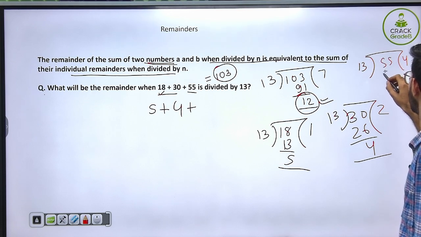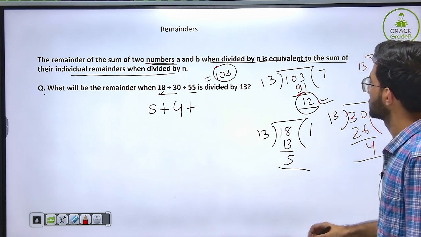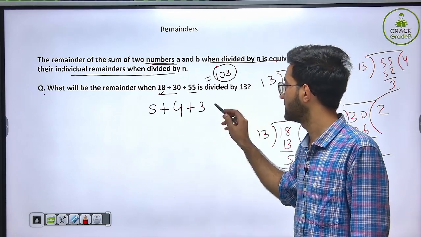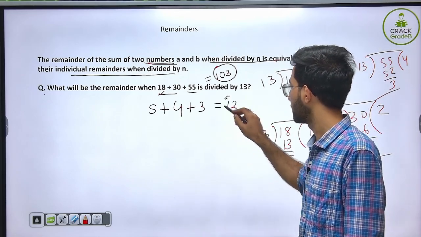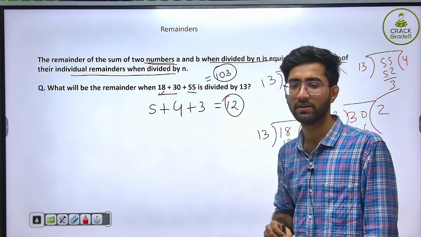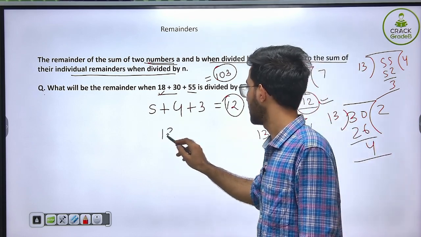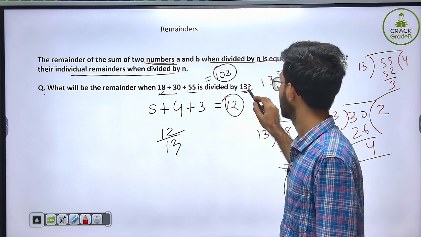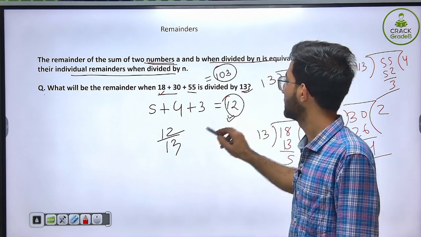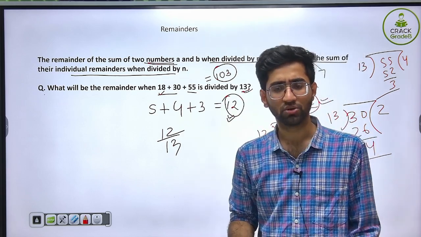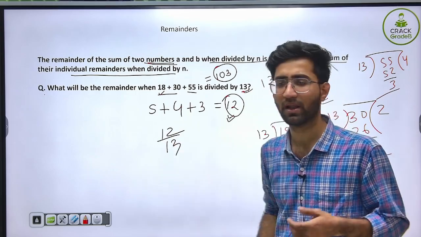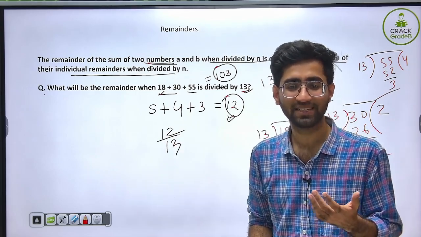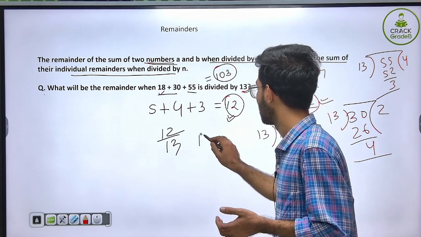13 into 4 is 52. So the remainder is how much? The remainder is 3. Now, if you add all of these numbers, you will get 12. So tell me, what will be the remainder when you divide this 12 by 13? See, you have to divide this number by 13. So now you have to divide this 12 by 13. So obviously, if you divide 12 by 13, the remainder will be equal to 12, right? The remainder will be equal to 12.